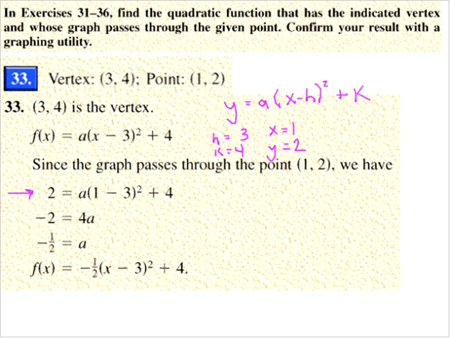And now let's work on simplifying. So it looks like they subtracted 4 from each side to get the -2. Equals, and then if they simplified here, 1 minus 3 is -2, -2 squared is a +4. So if we divide each side by 4, I get a equals -1/2. So then I can come back and plug in a, so that's -1/2. H we know was 3, and k we said was 4. So that's how we can come up with that equation.